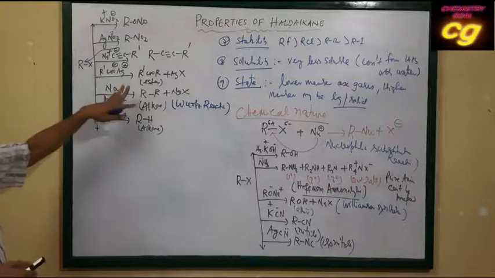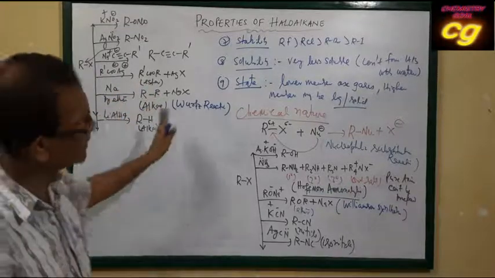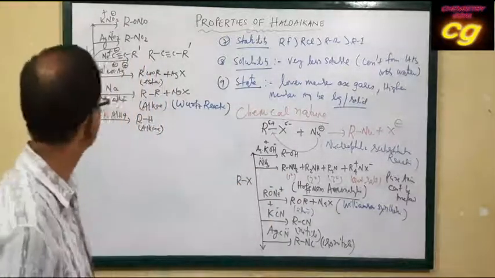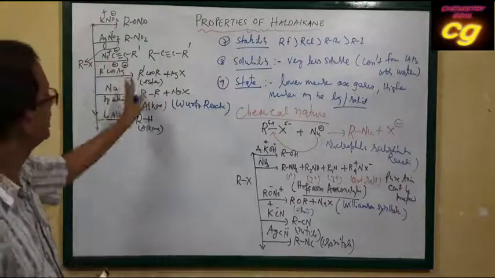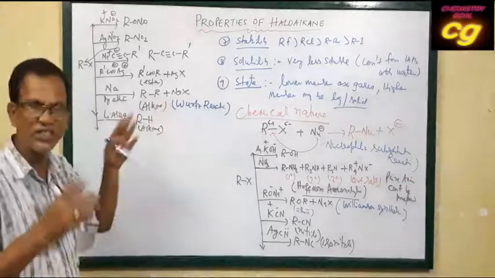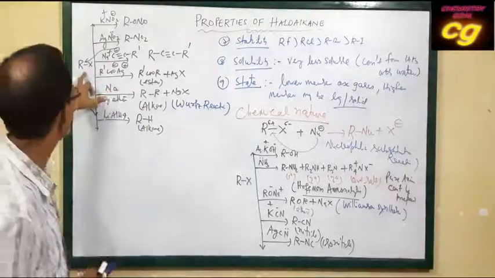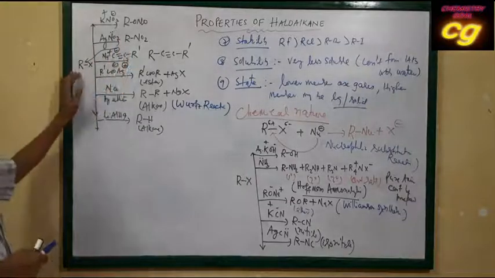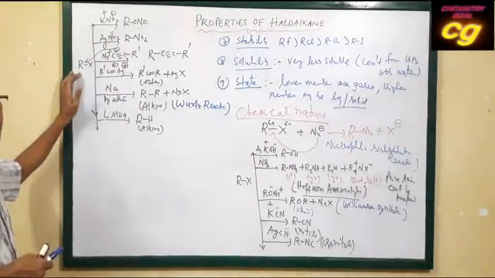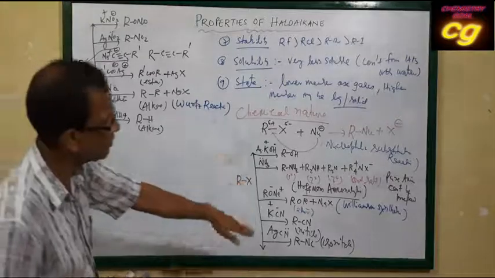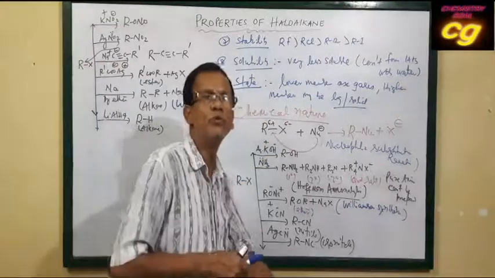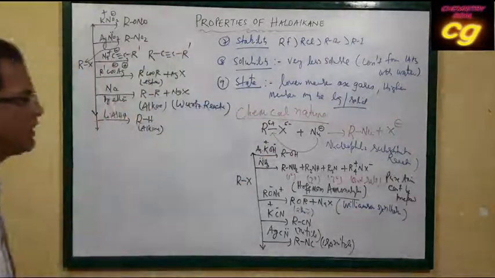So these are some important nucleophilic substitution reactions. In all cases, the product is a substituted product. Your nucleophile is substituted to R. That means your nucleophile attacks R because R carries a partial positive charge. This is called nucleophilic. So all these reactions are called nucleophilic substitution reactions.